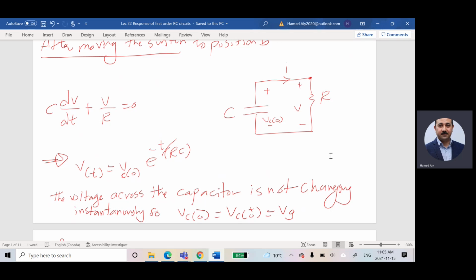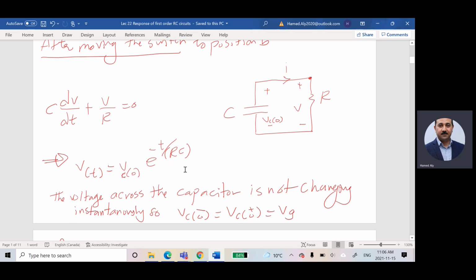So if I have many capacitors in my circuit, if I have many resistors in my circuit, what am I going to do? I have to find C total and I have to find R total. Why? Because I derived this equation based on having only one capacitor and only one resistor. So if I have many R and many C, I will try to simplify my circuit to have only one R and one C and find R total and C total. And after that, I will say V of t should be equal to Vc of 0, which is the initial voltage stored in the capacitor, multiplied by e to the power negative t over RC.